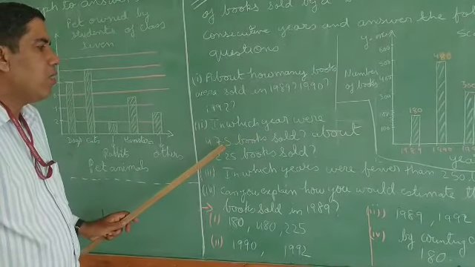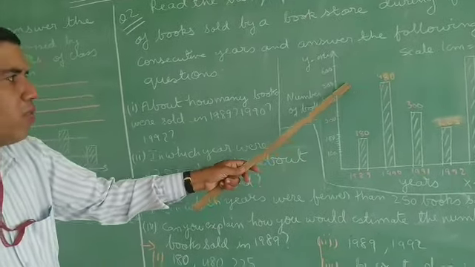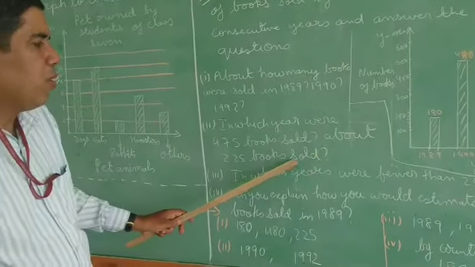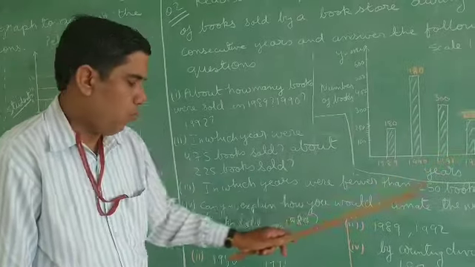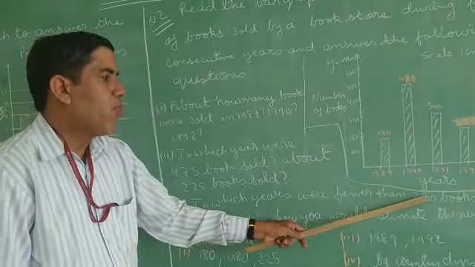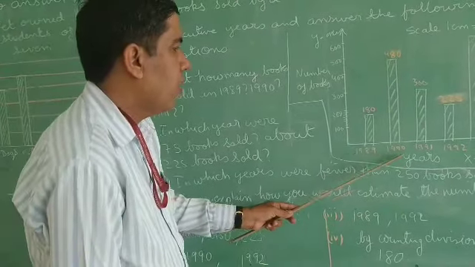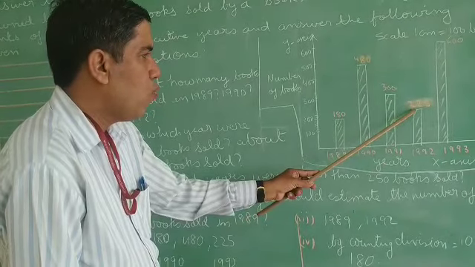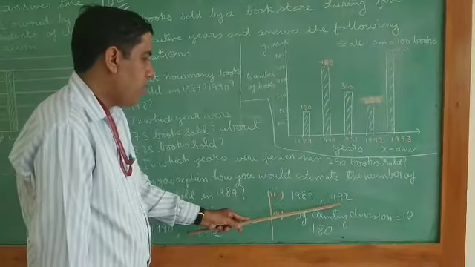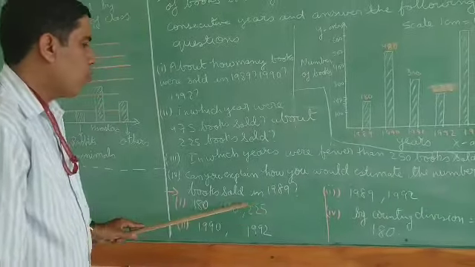Now in which year were 475 books sold? Near about 475 is 480, so this is the answer. The year is 1990. And about 225 books sold, which year is it? It is 1992. Now in which year were fewer than 250 books sold, meaning less than 250? You can see less than 250 is 225, 1992, and 180, 1989. So 1989 and 1992.